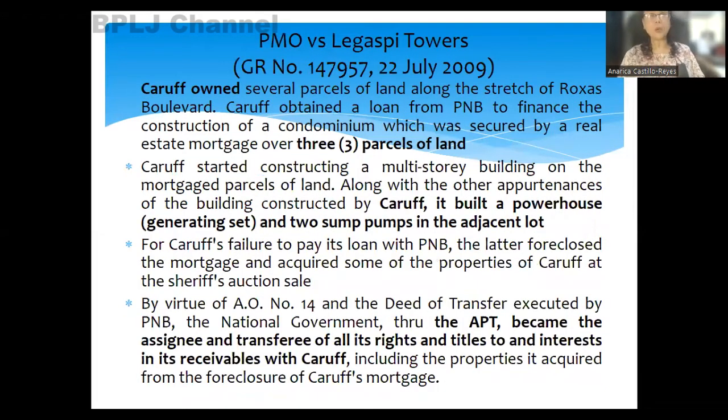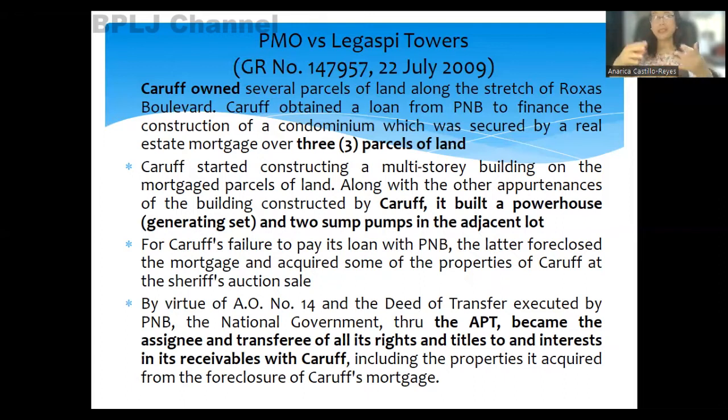We now go to the case of PMO versus Legazpi Towers. In this case, Karuk previously was the original owner of three adjoining or contiguous parcels of land. Karuk started to construct a condominium, and in order to construct that condominium, he had to obtain loans from the bank. So he obtained a loan from PNB, and as security for the loan, he mortgaged the parcels of land.